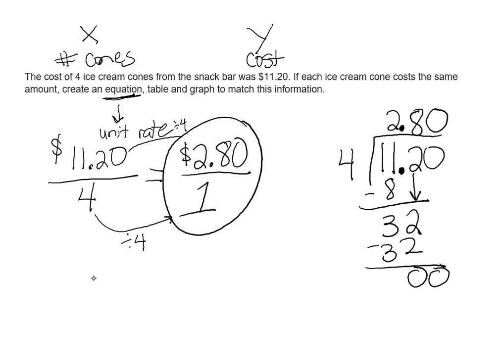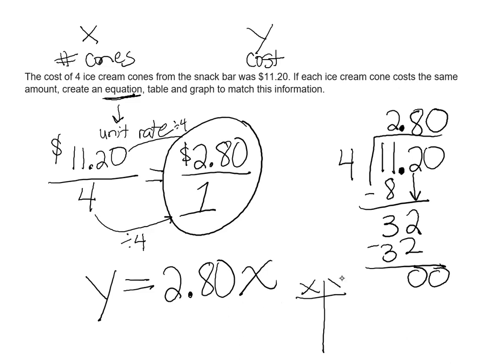So this helps me write my equation by dividing the total cost by the number of ice cream cones. I can get my equation where the cost is $2.80 times the number of cones. Now, very similar to the previous example, I would be able to use my equation, substituting numbers for how many cones I'm buying. I already know 1 cone is $2.80. 4 cones is $11.20.